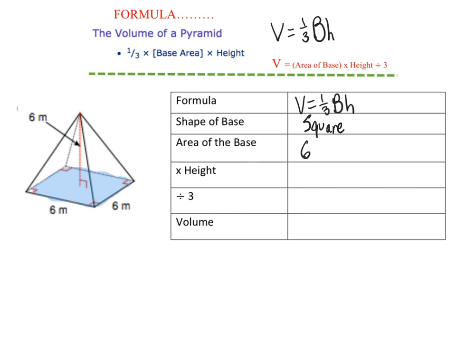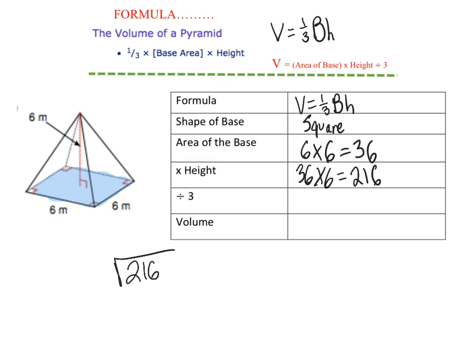So I do 6 times 6, because that's your base times your height of the area of the base, to get 36. So now I have to do 36 times the height of the pyramid. 36 times 6, and that is 216. But now I have to divide by 3. So I'll just go out to the side. 216 divided by 3.